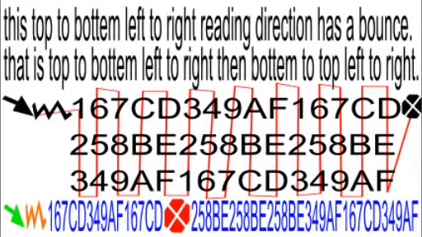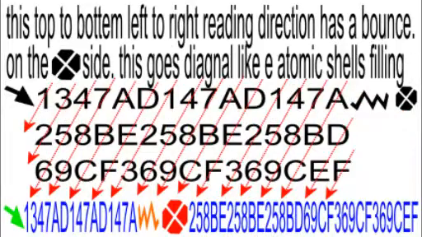This top to bottom left to right reading direction has a bounce that is top to bottom left to right, then bottom to top left to right. The E1 or bounce pictograph is next to the E2 or arrow pictograph. The lines and rest of the placement is the same as top to bottom left to right. The E1 or bounce pictograph can be applied to any of the reading directions. This is the same top to bottom left to right reading direction.